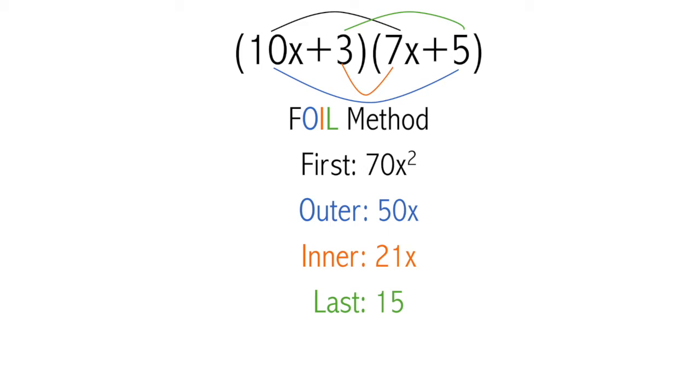You add all of these together, 70x squared. These both have the exponent of 1, so you can add them together, 50x plus 21x, 71x, and this is just 15, and that is the solution.